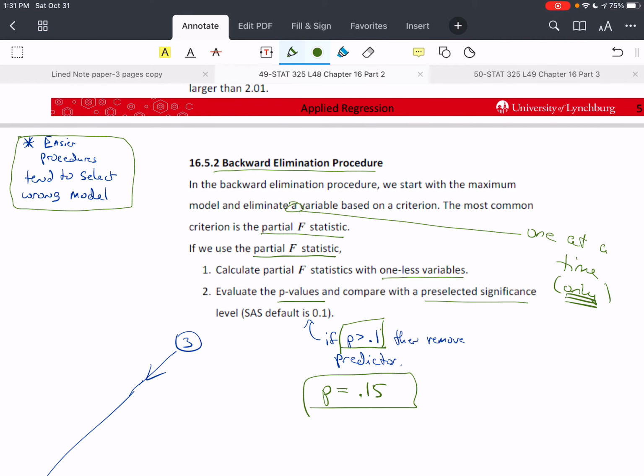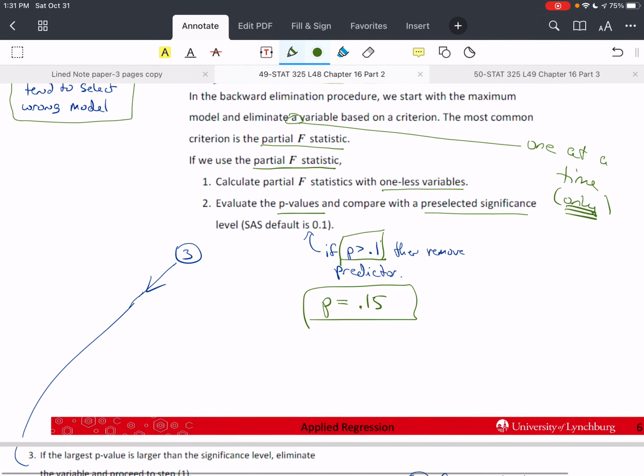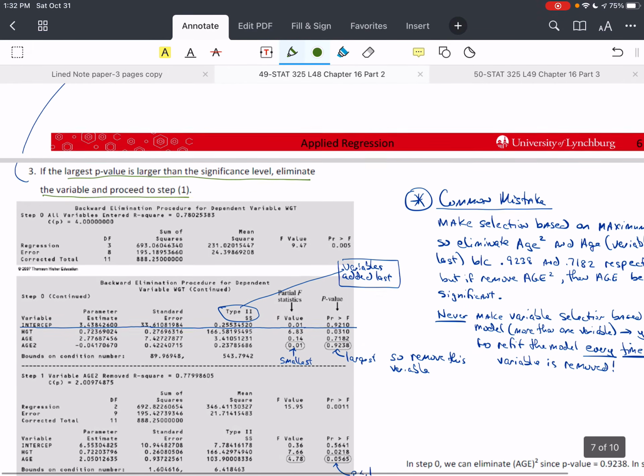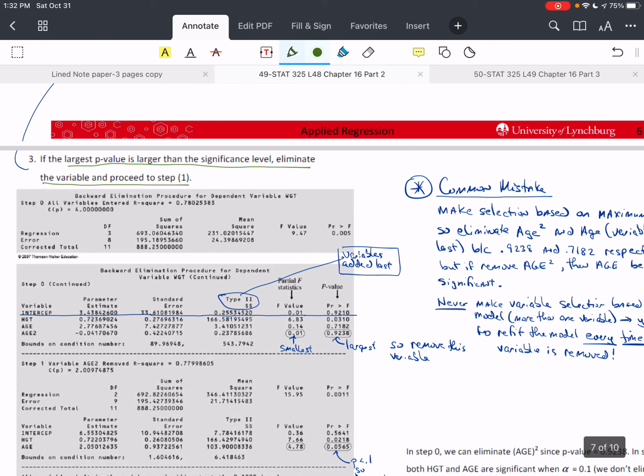Another reason for not choosing 0.05 or 0.01 or something like that is that as you remove variables from the model, the variables that are still in the model, their significance can change drastically. Okay? All right. And the third step is if the largest p-value is larger than, in this case, 0.1, then we're going to remove the variable from the model and proceed back to step 1, where we calculate these partial F statistics with one variable missing, right? The variables added last measure, okay, or type 3 sums of squares.